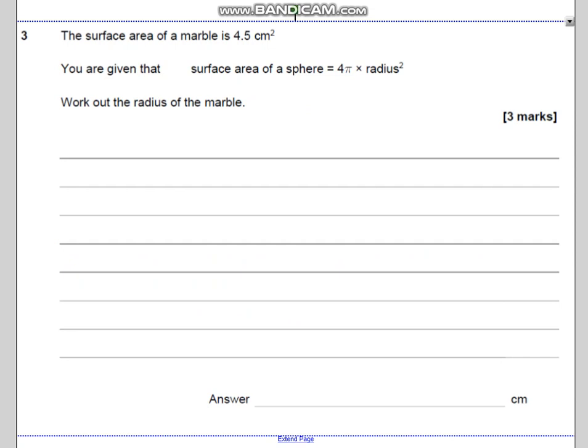So now we've got this formula here. Surface area of a sphere is 4 pi times by the radius squared. So the surface area is 4.5, and that's equal to 4 pi times by our radius squared. Okay. So what are we going to do? Well, we're going to divide by the 4 pi. So we've got 4.5 divided by 4 pi. That will be equal to our radius squared.